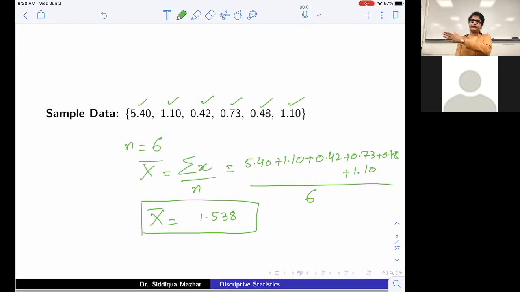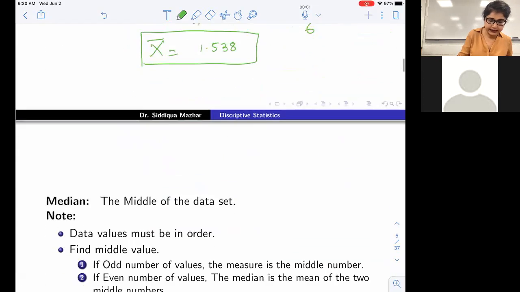So in the end, whatever value you get, you will round the value to one decimal place more than the value you have been given in your data set. So this is how we will find it.